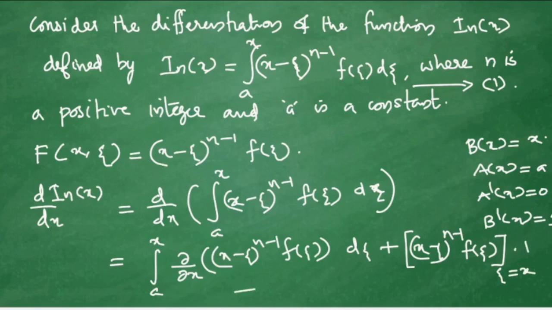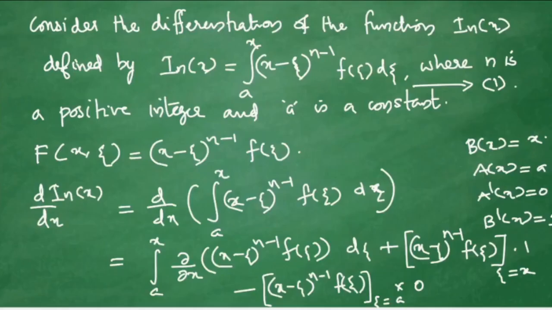Now minus f of x a dash of x, that is (x minus theta) raised to n minus 1 f of theta at theta equal to a, into a dash of x, that is 0. So simplifying this, we will get d In of x by dx equal to integral a to x. Now we have to find the partial derivative of (x minus theta) raised to n minus 1 f of theta in the variable x.